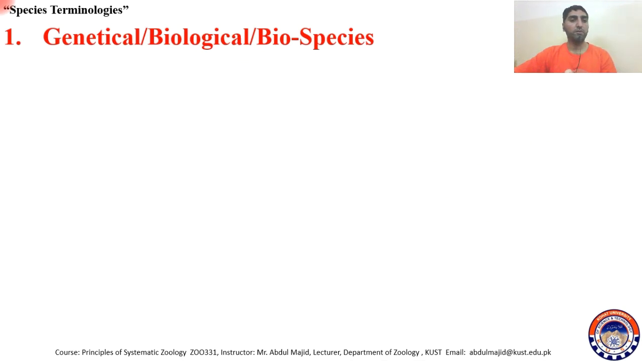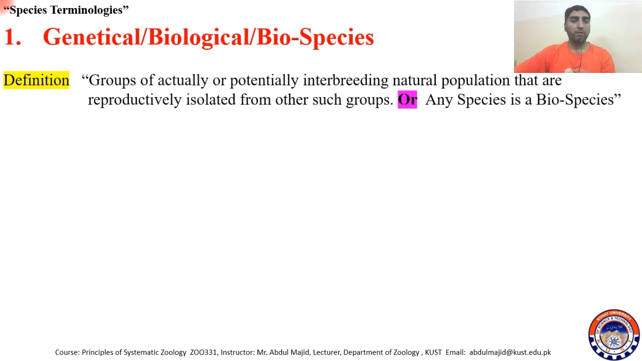So the first one is the genetical, biological, or biospecies. A genetical species, biospecies, or biological species can be defined as a group of actually or potentially interbreeding natural populations. This is one aspect. The second is that they are reproductively isolated from other such groups. So there are two aspects of this definition: number one, actually or potentially interbreeding, and reproductively isolated from other such groups. Any species is a biospecies.